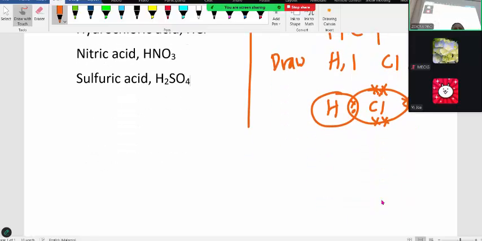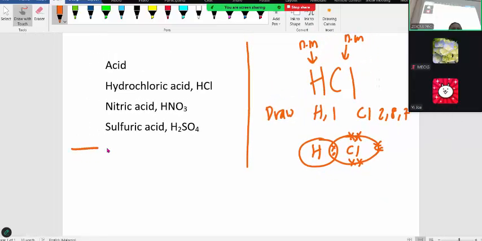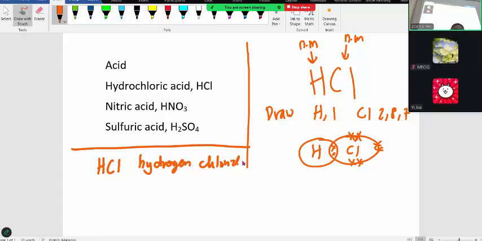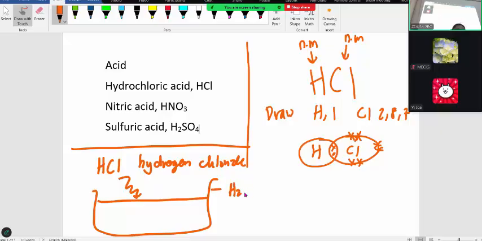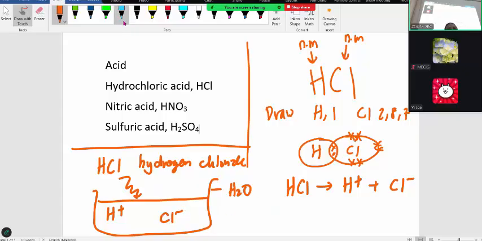Now what I want you to know is this is what happens. An acid can only be an acid when it dissolves in water. When I take HCl, hydrogen chloride gas or liquid, it doesn't matter, and dissolve it in water, it splits apart, or ionizes, to form hydrogen ion and chloride ion. And because it forms this hydrogen ion, we call it an acid.